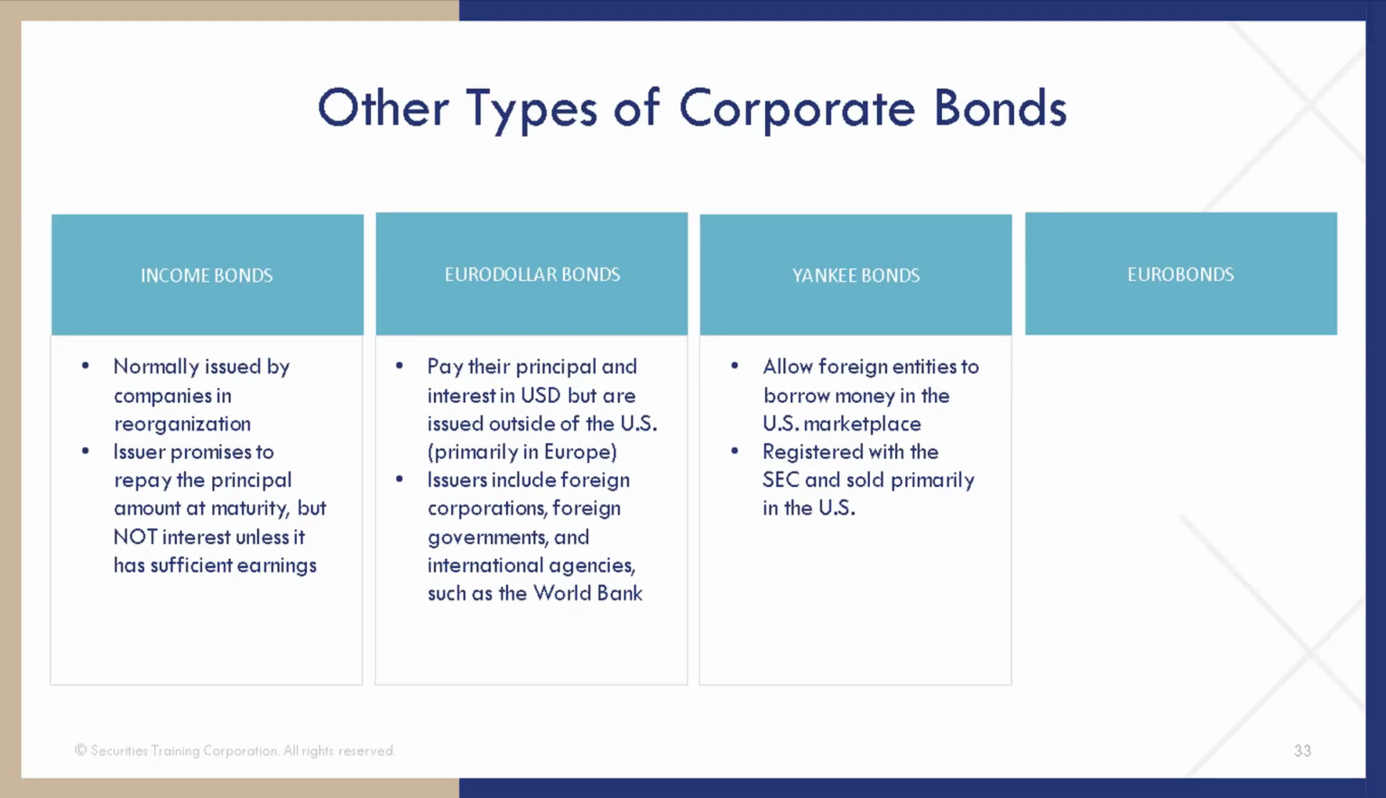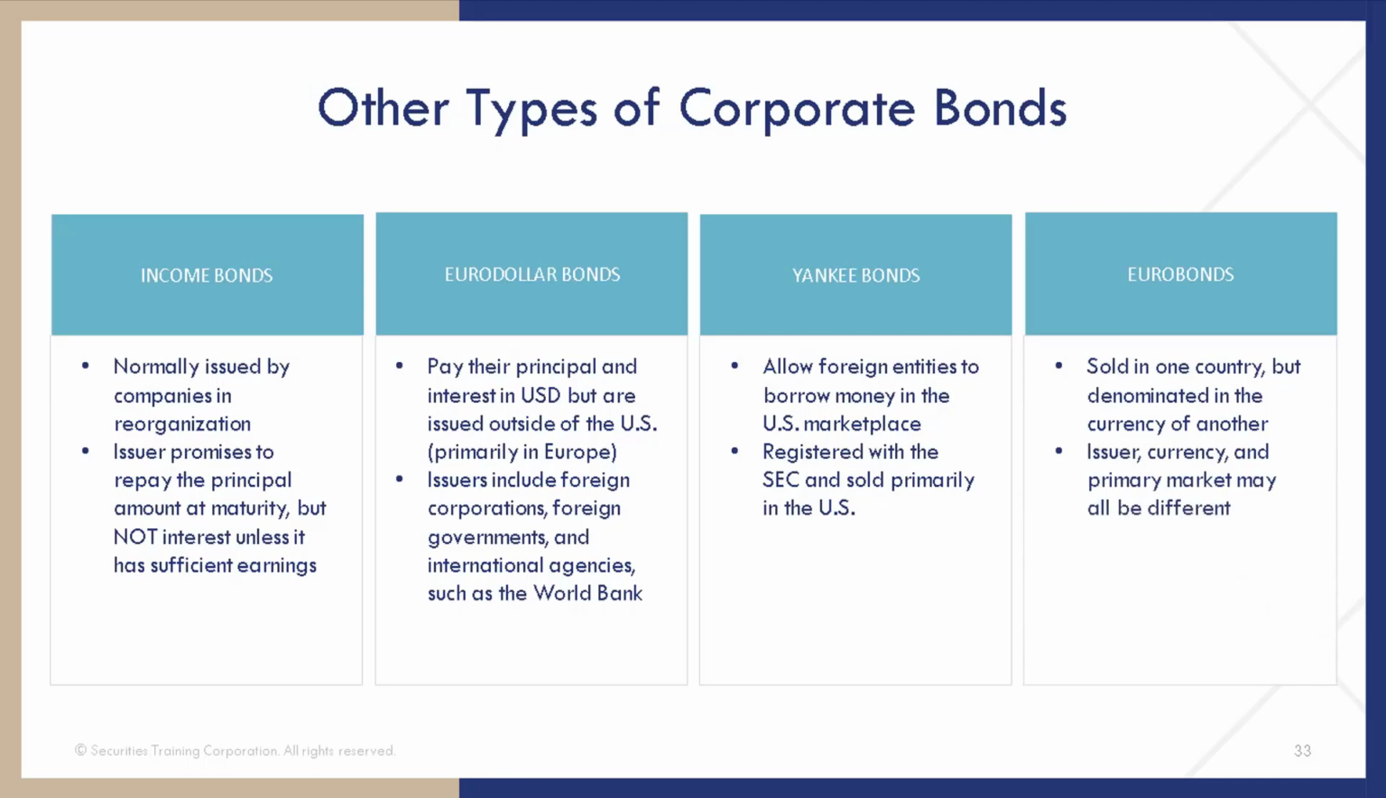Then there's a general term called Euro bonds, which means that bonds are being sold in a country that's different than the currency that's used to pay the interest and principal. So it's sold in one country, but denominated in the currency of another country. Now, the issuer, the currency, and the primary market that it's issued in might all be different. So we might have a Japanese issuer issuing euro-denominated bonds in South America.